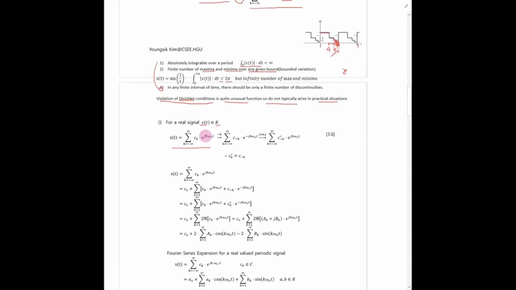So we assume that x(t) is periodic and real valued. Then x(t) can be expressed, as you know, any periodic signal can be expressed by the complex exponential, a harmonic complex exponential sum. So that's the Fourier series definition. If x(t) is periodic, then x(t) can be expressed by the linear combination of harmonic components.